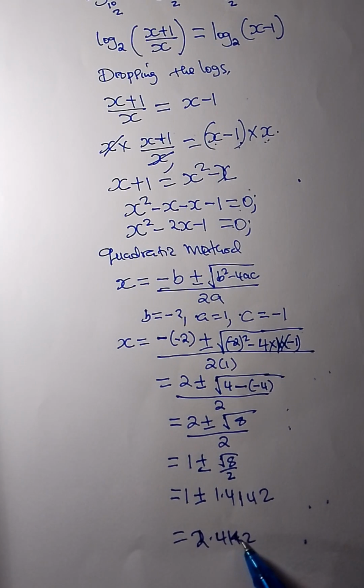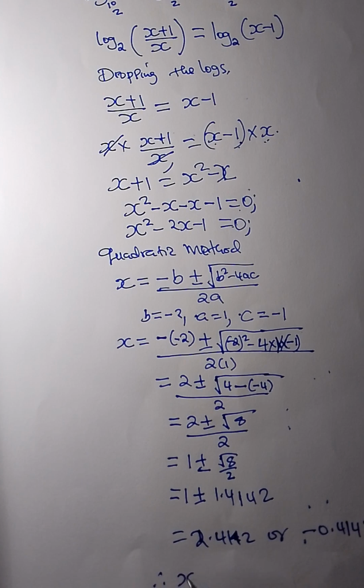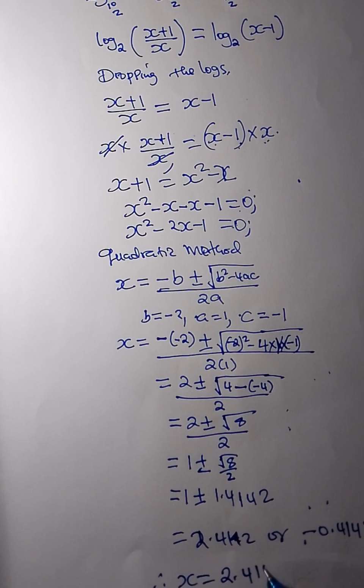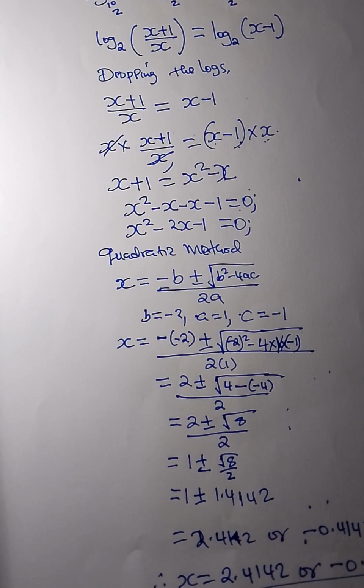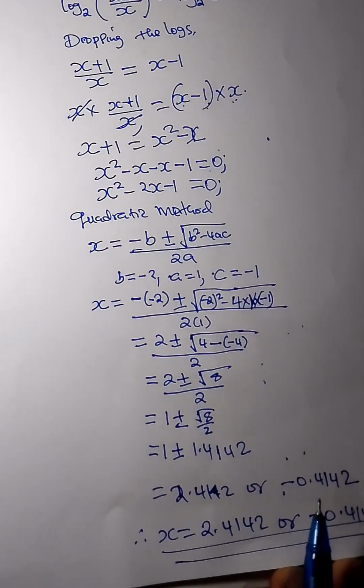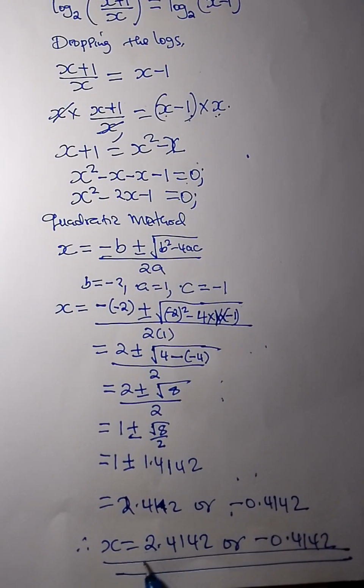So the value of x will be 2.4142 or negative 0.4142. So therefore we can say x is equal to 2.4142 or what we call negative 0.4142. So that's what we have as the solution. That's x is equal to this and x is equal to that.